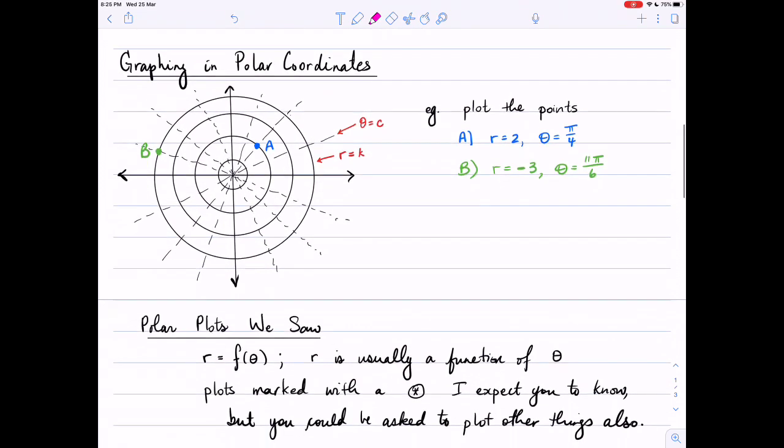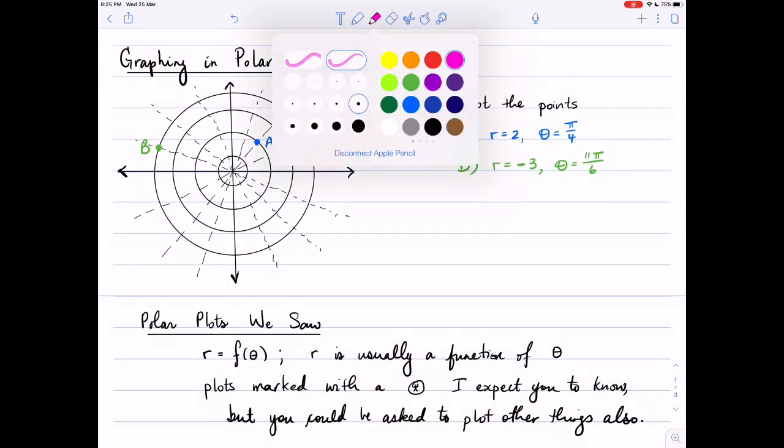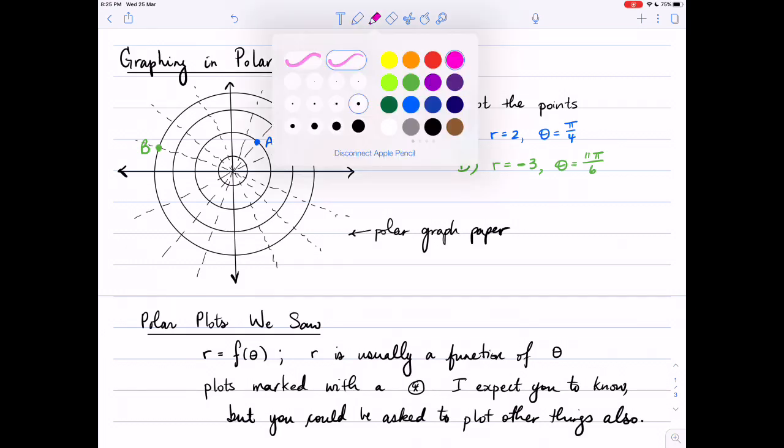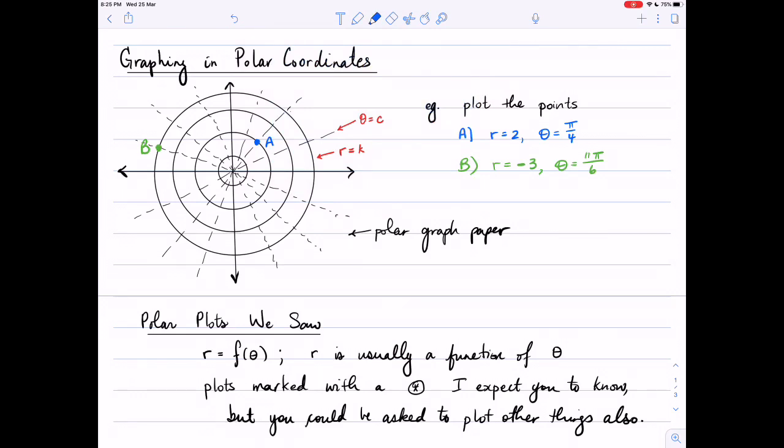We had also seen graphing in polar coordinates. And so we had looked at the idea here of polar graph paper. Polar graph paper has grid lines that aren't grids. They're not rectangles. They are based, instead of on x and y, they are based on r and theta. And so the circles around the origin are circles where r is some value of k, a constant. And what I've got as dotted lines here coming out from the origin is theta is c, some constant as well.